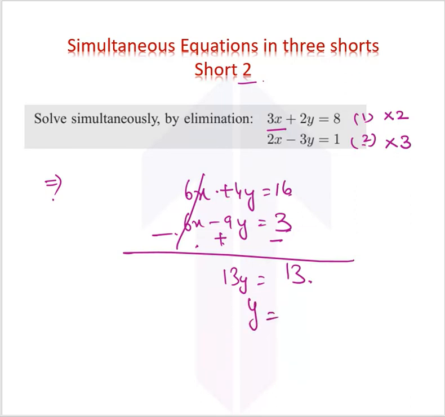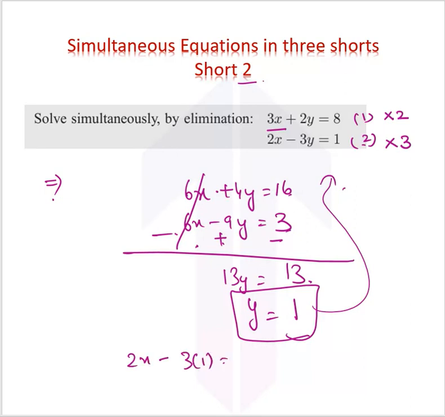So y is equal to 13 upon 13, which is 1. Now you can put back this value of y here. So we get 2x minus 3 times 1 is equal to 1. 2x is equal to 1 plus 3, that's 4. Therefore, x is equal to 2.